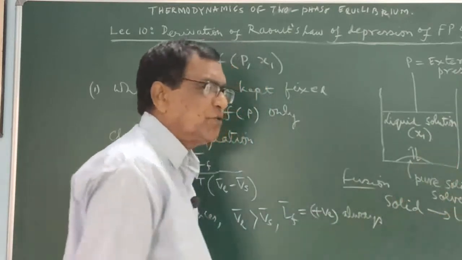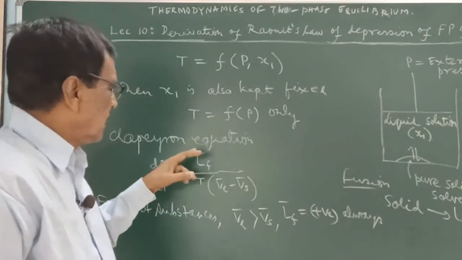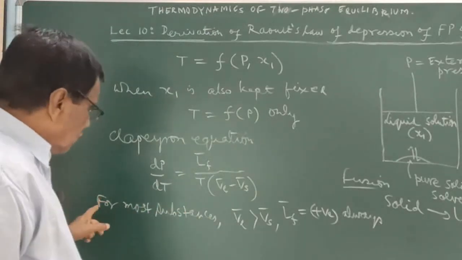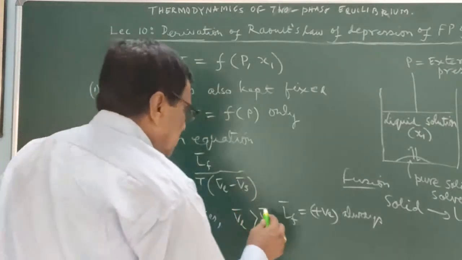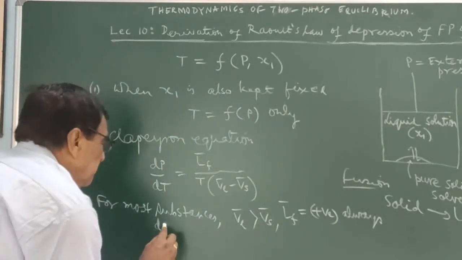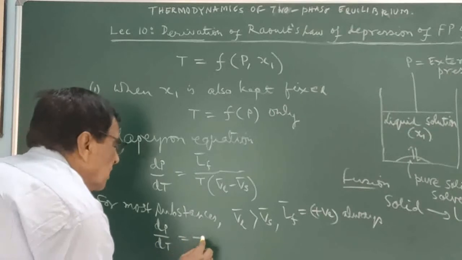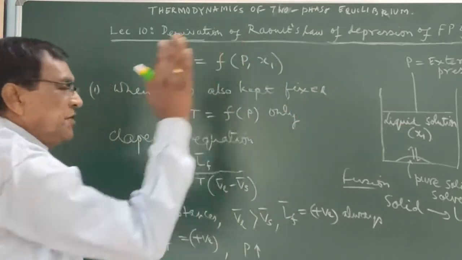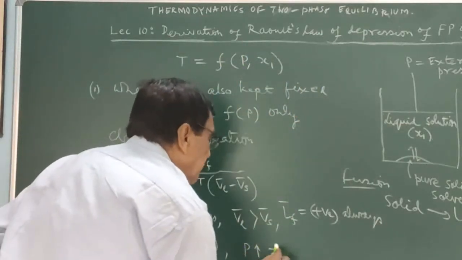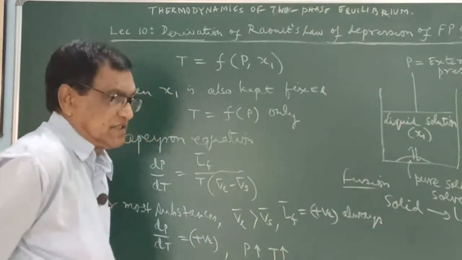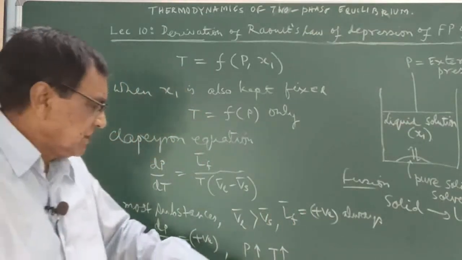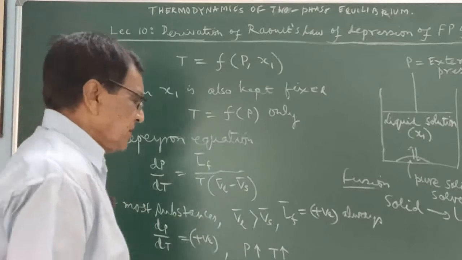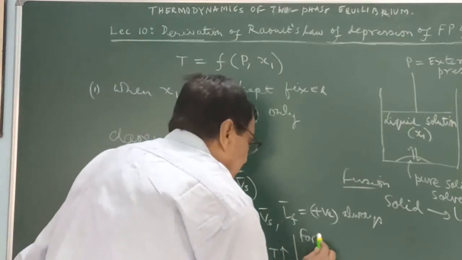And this process is endothermic, and so this molar latent heat of fusion is always positive. So for most substances, dP/dT is positive. It means if we increase the external pressure, then the equilibrium temperature will also increase. Either the freezing point of the liquid or the melting point of the solid will increase with the increase of pressure. But only for water.